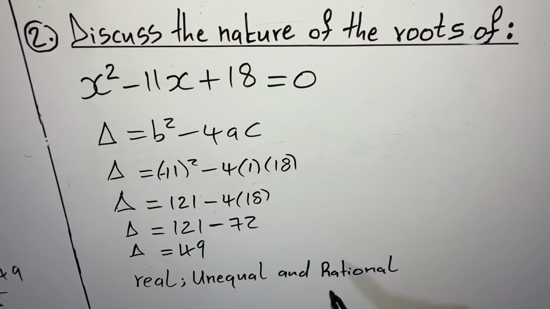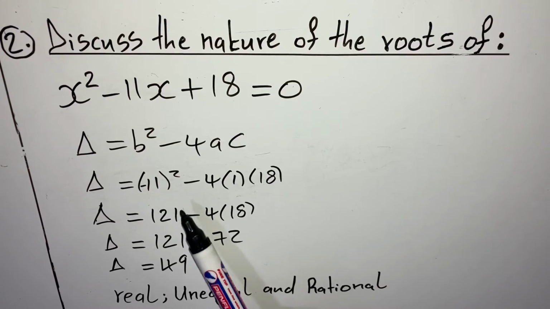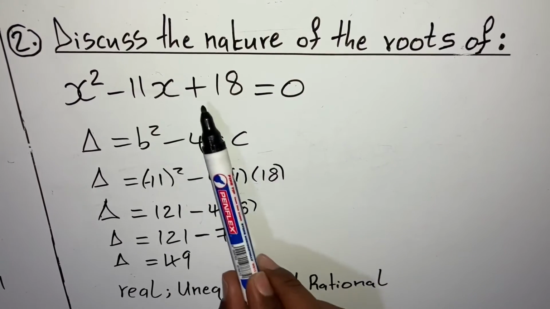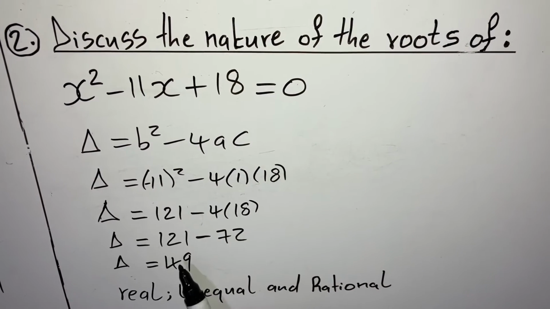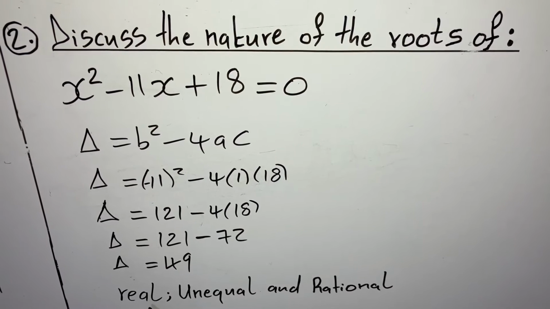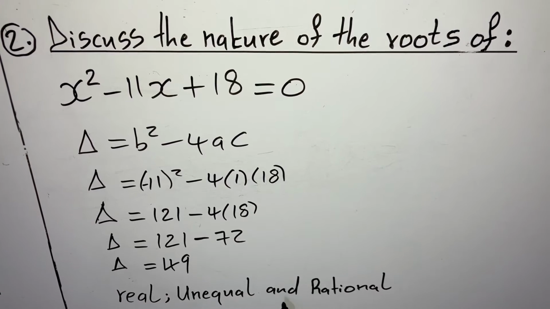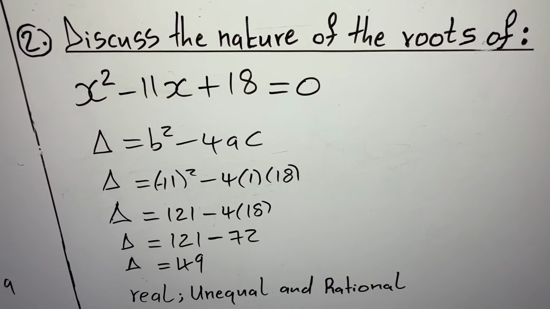So for this equation, discuss the nature of the roots of x squared minus 11x plus 18 equals 0. You find your delta being 49. First comment is real, unequal, and rational. Then, yeah, we are done with the second sum.